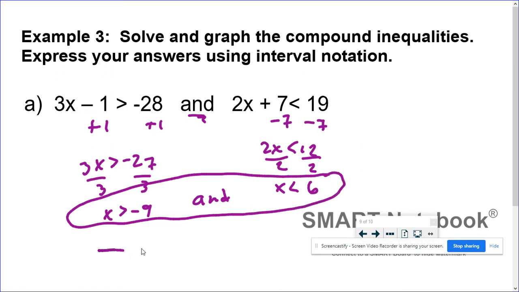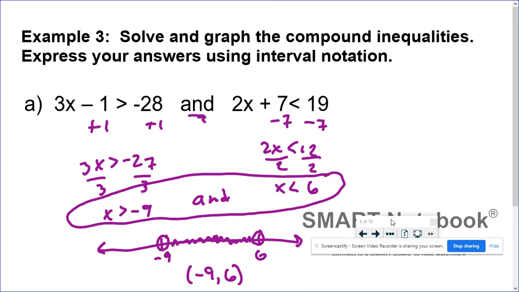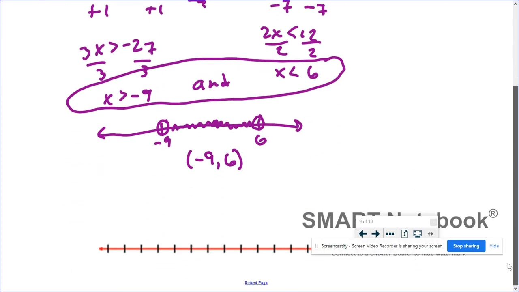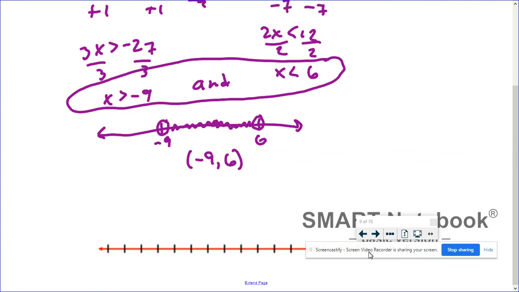If I were to graph that, you've got your number line. Somewhere on your number line is -9. Somewhere to the right of that is 6. They're both open circles. This one, you're shading to the right. And this one, you're shading to the left. But they'll stop at both those circles. You're just shading in between the circles. If I were to write the interval notation for that, it would be (-9, 6). Oh, I guess I could have used that number line or whatever. All right, and then let's look at the last one.